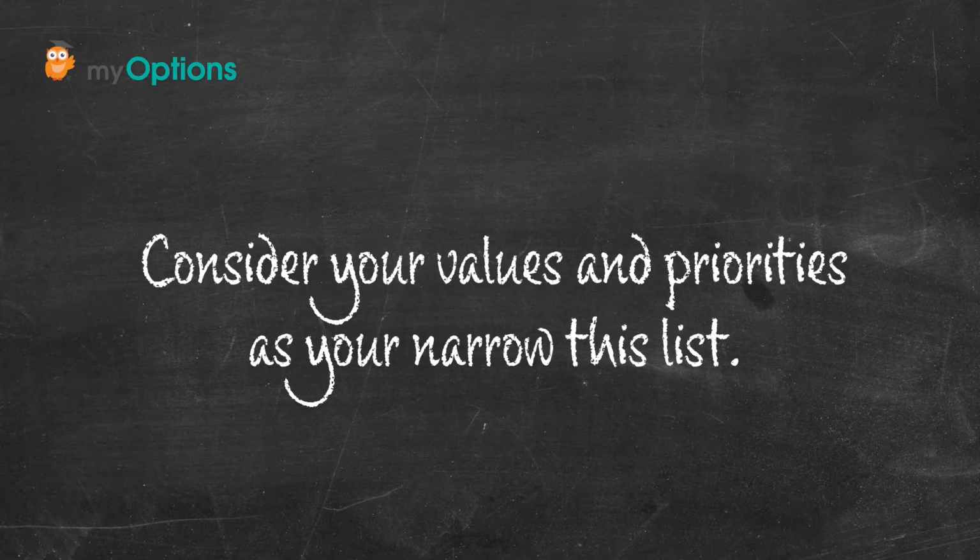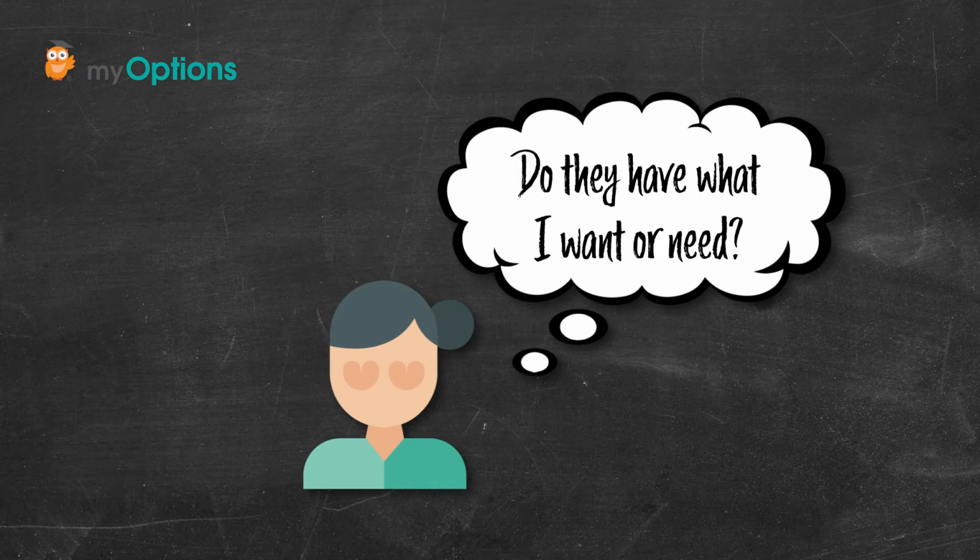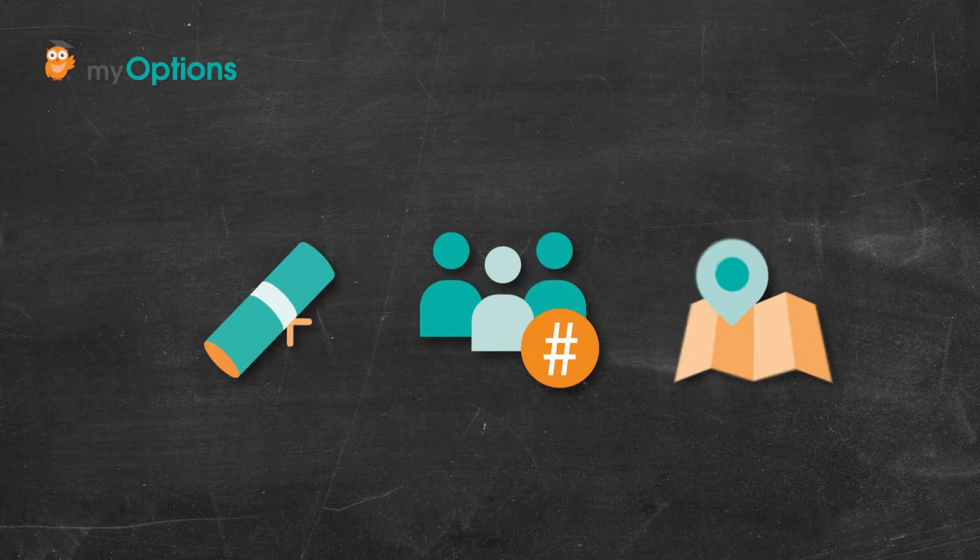You should also consider your values and priorities as you narrow this list. Remember to ask yourself, is this school ready for me? Do they have what I want or need? My Options can easily show you lots of school features like majors offered, school size, and location. Remember, this is your college search and decision, so be sure to prioritize what is important to you.